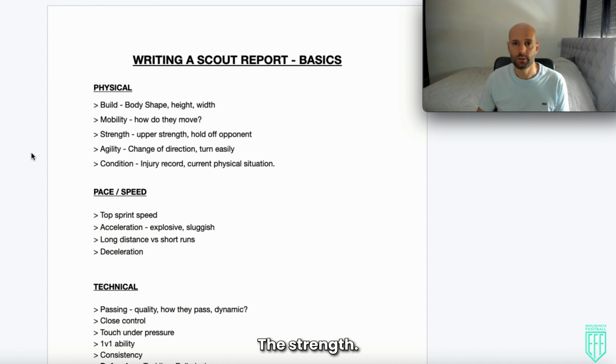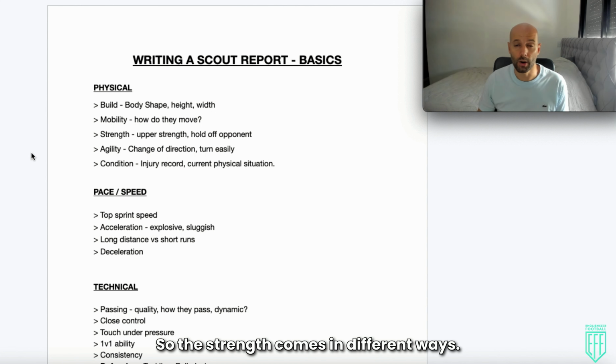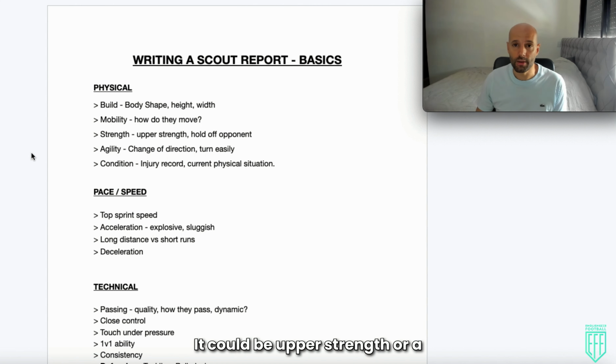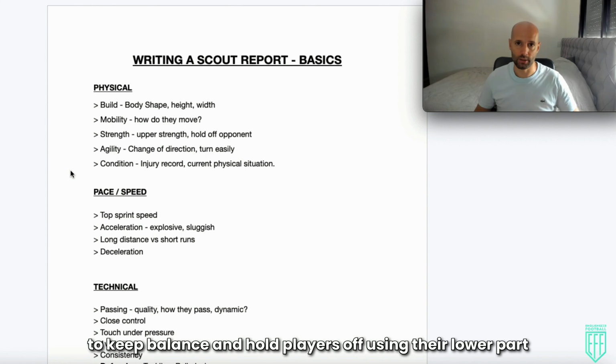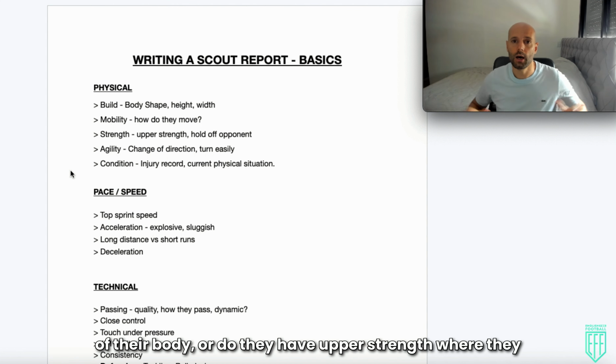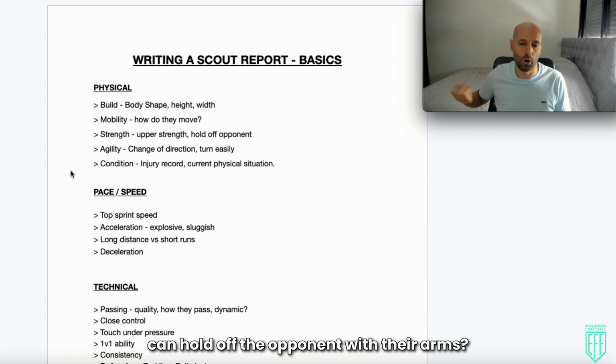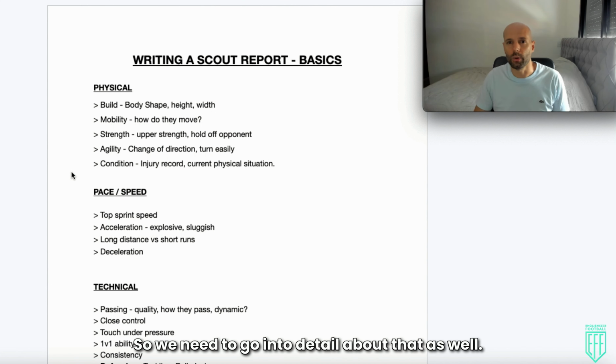The strength. The strength comes in different ways. It could be upper strength or a low center of gravity as well. Does the player have a strong core that allows him to keep balance and hold players off using the lower part of their body, or do they have upper strength where they can hold off the opponent with their arms? So we need to go into detail about that as well.